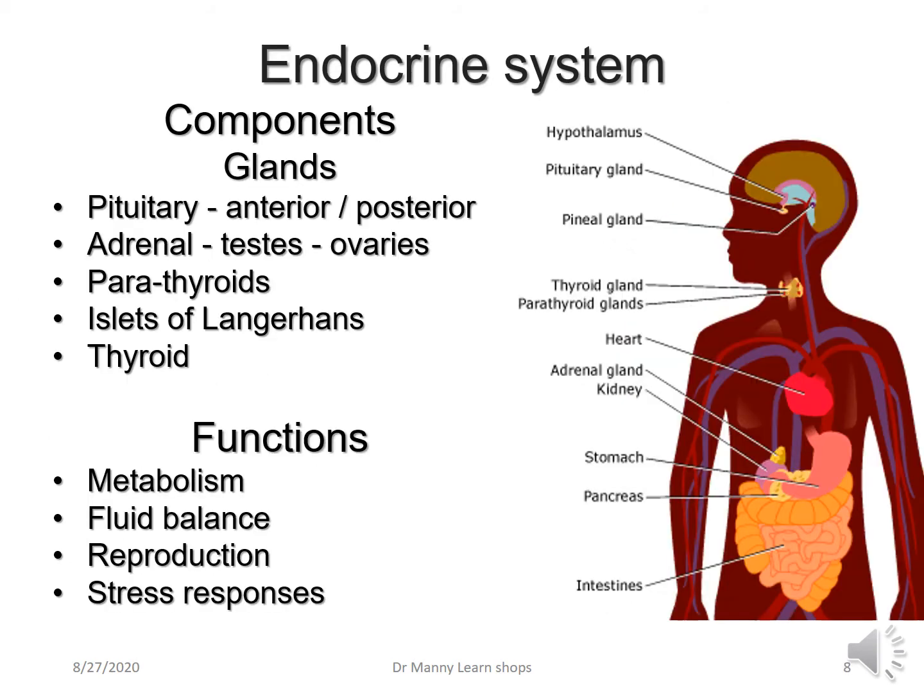The endocrine system, the components are glands such as the pituitary, the adrenal, parathyroids, the islets of Langerhans, and thyroid. But there are more. Their functions are primarily metabolism, fluid balance, reproduction, and stress responses, such as your fight or flight response.